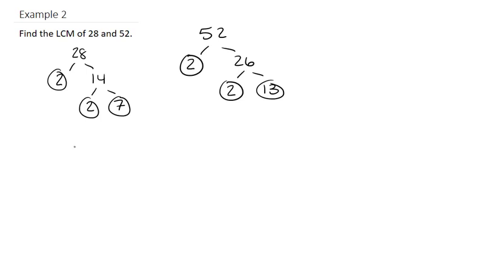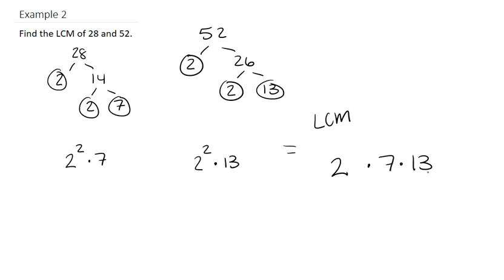So what we do then is we have 2 to the 2nd times 7 for the first one, and 52 is 2 to the 2nd times 13. So we see that we have 3 unique factors to find our least common multiple, which will be 2, 7, and 13, which are all unique factors. Next, we will assign the highest exponent. We see we have 2, which is our highest exponent, and so we put 2 squared, and then our 7 and 13 is just 1, so we can just leave as is.